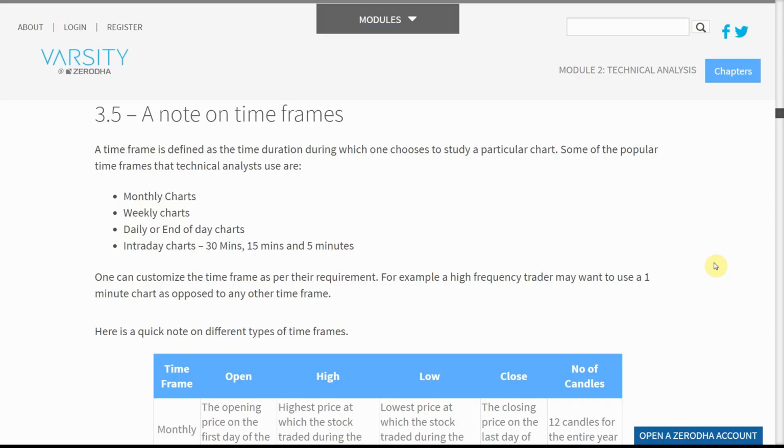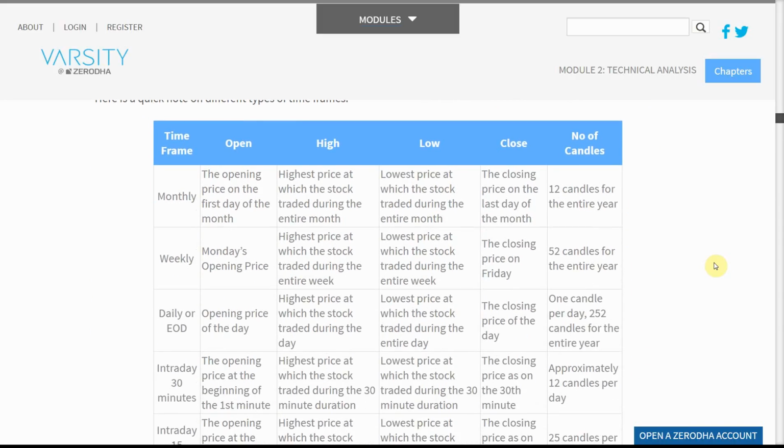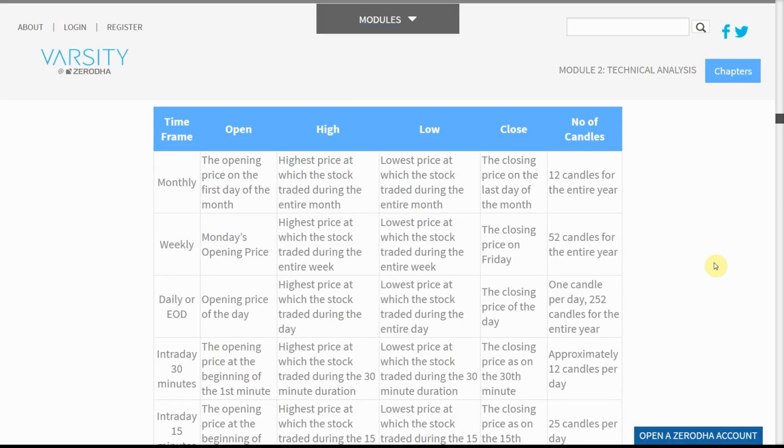Here is a quick note on different types of time frames. Time frame: open, high, low, close, number of candles. Monthly: the opening price on the first day of the month, the highest price at which the stock traded during the entire month, the lowest price at which the stock traded during the entire month, the closing price on the last day of the month, 12 candles for the entire year.